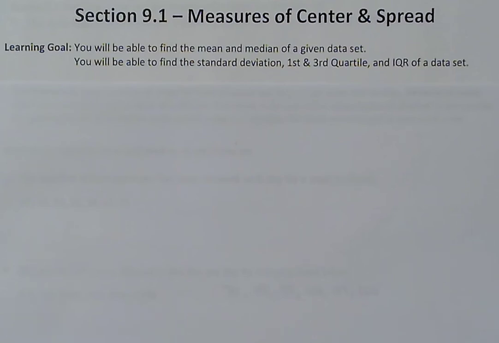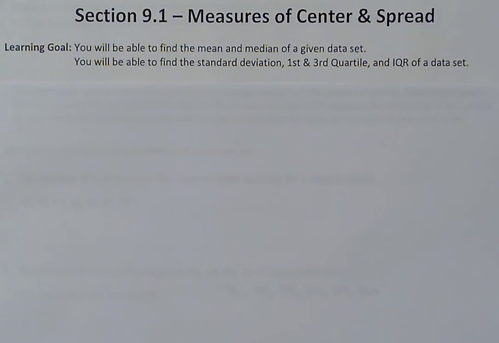For today's lesson, we're going to be taking a look at section 9.1, which is going to deal with measures of center and spread. This is going to be our introduction to module 9, where we're going to take a look at different types of statistics and how to go through and look at data.